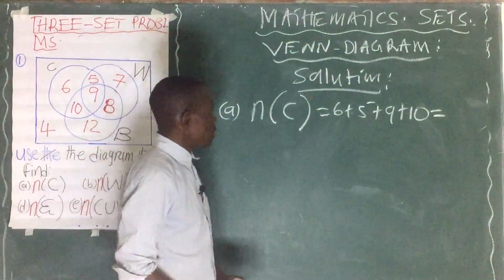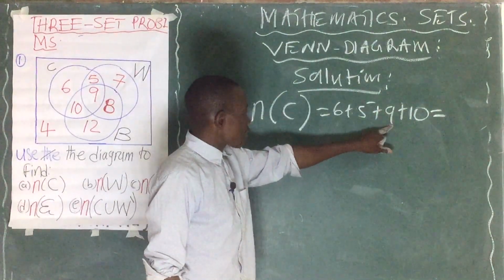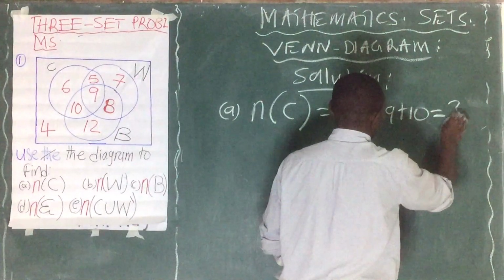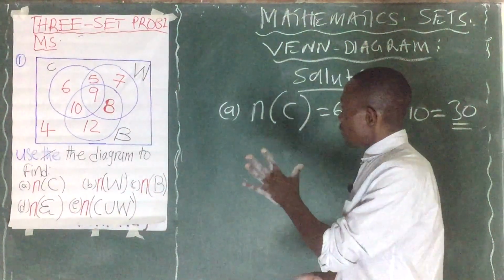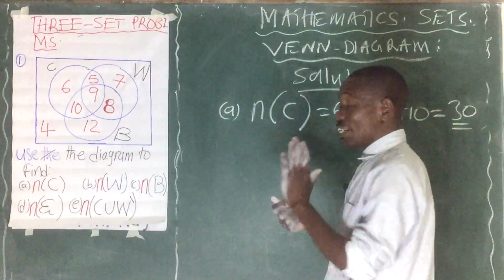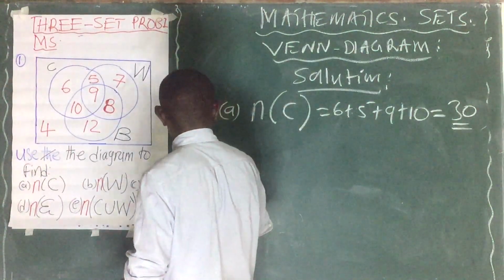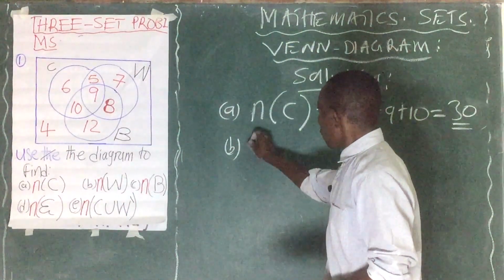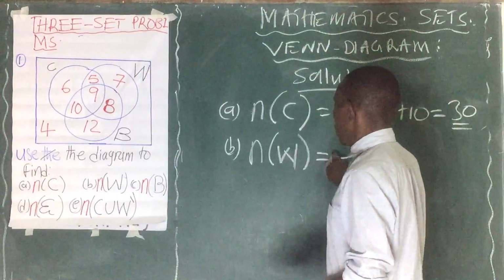So you write here 6 plus 5 plus 9 plus 10, and you find the answer. 6 plus 5 is 11, 11 plus 9 is 20, 20 plus 10, you get 30. So that tells us the number of elements in set C is 30. Right. Let's also go to example B, where we are asked to find the number of elements in W.